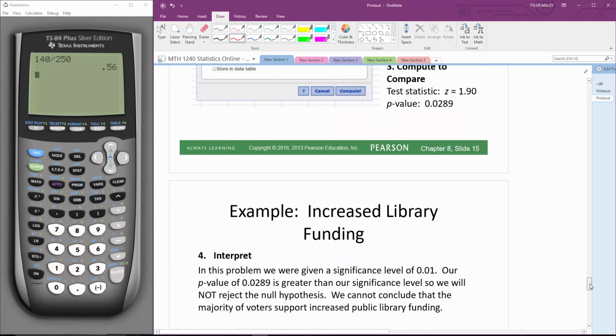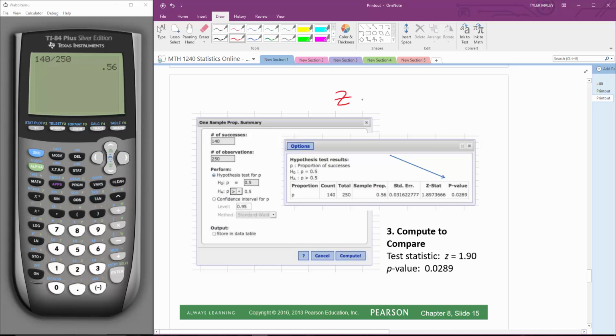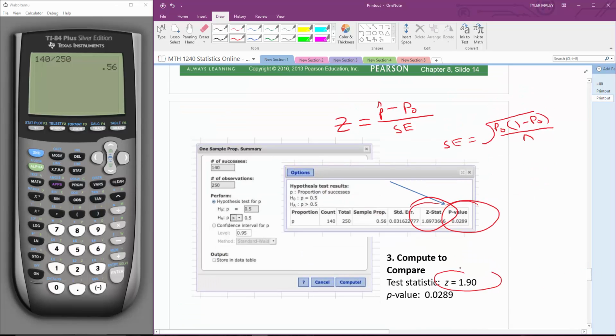Next, we need the z statistic. So z is equal to p hat minus p naught, all divided by the standard error. And the standard error is equal to the square root of p naught times 1 minus p naught, all over n. So if we plug our values in, we can find this z statistic. Here StatCrunch is giving us a z statistic, and there's my p-value. So they're saying we have a test statistic of 1.9.